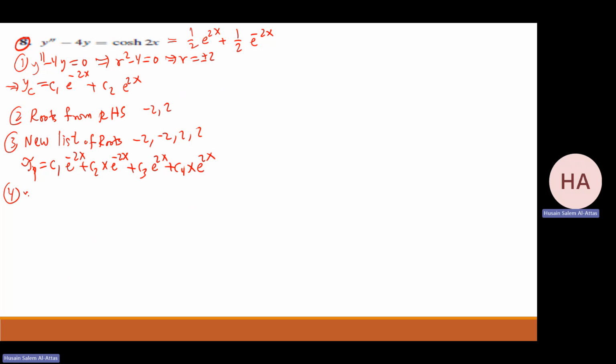Fourth step, I need to find Y_B by canceling Y_C. So I cancel this, I cancel this. So I have A x e to the power minus 2x, plus B x e to the power 2x.